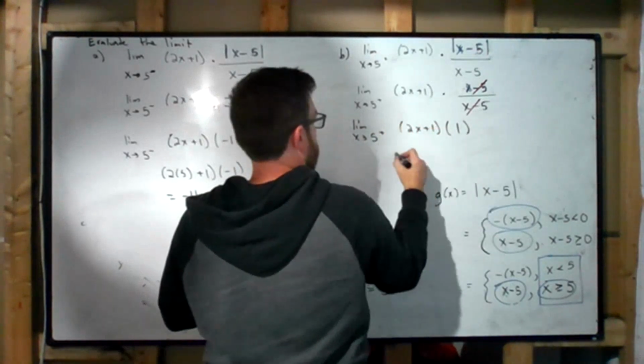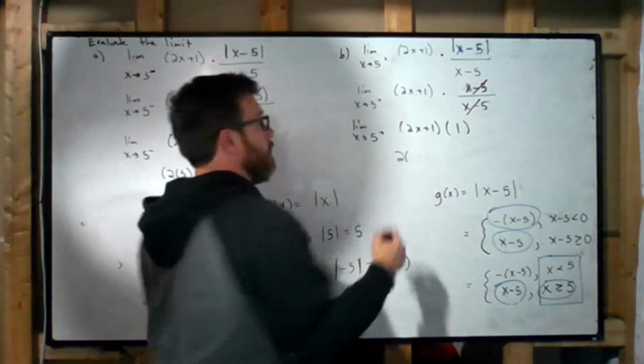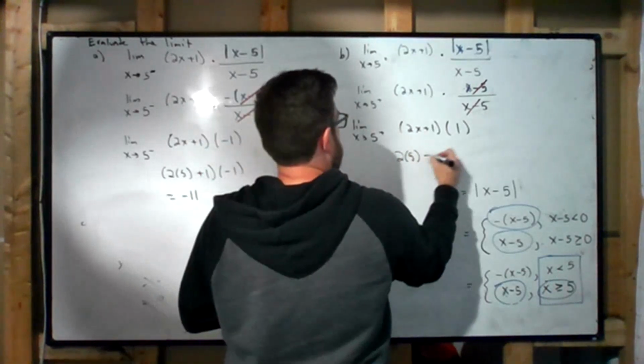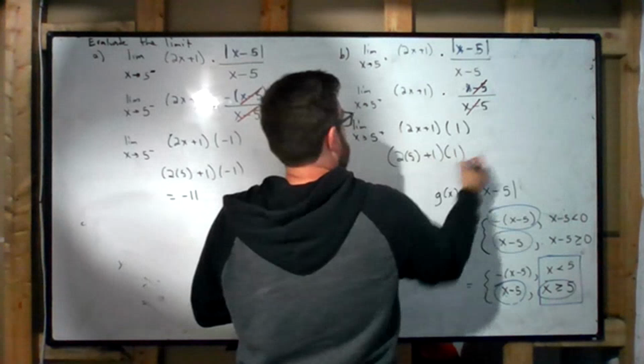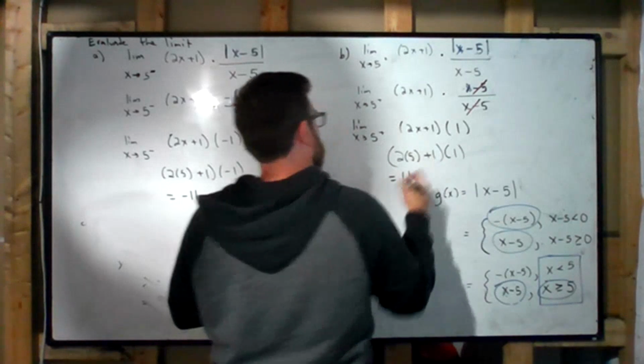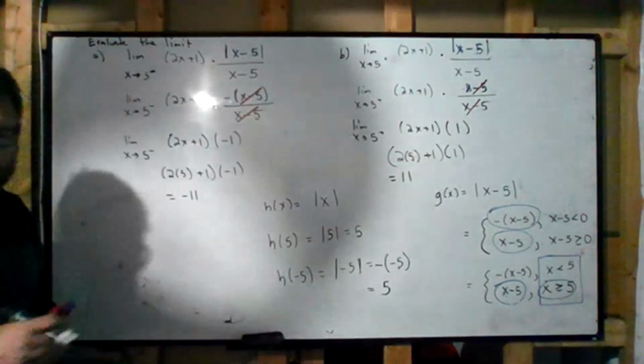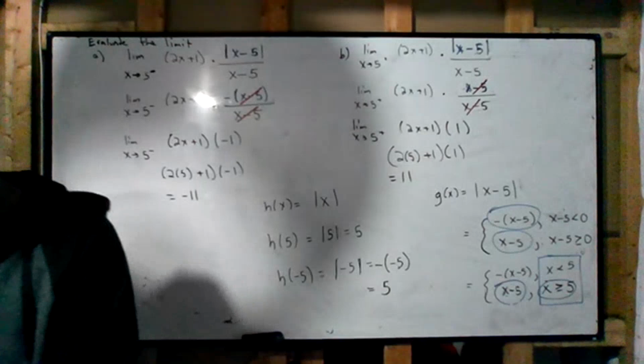So this function is defined at 5. The bottom's not 0. It doesn't even have a denominator, so it can't be 0. 2 times 5 plus 1 times 1. So 11 times 1 is positive 11. So absolute values are piecewise functions.